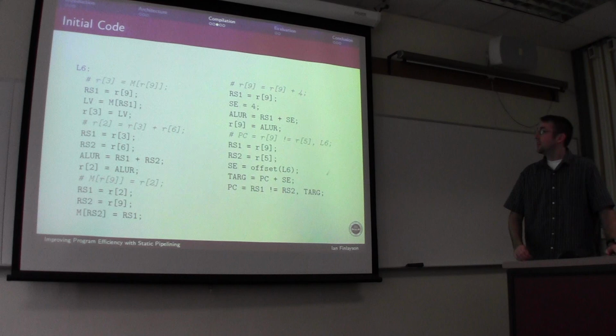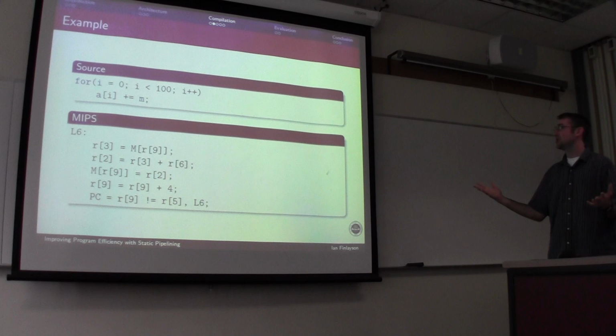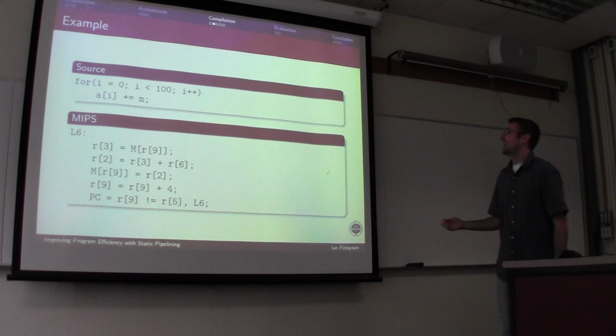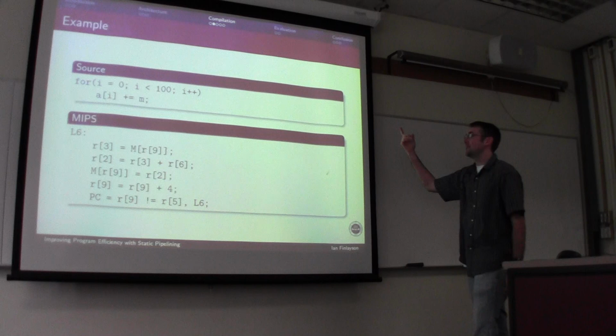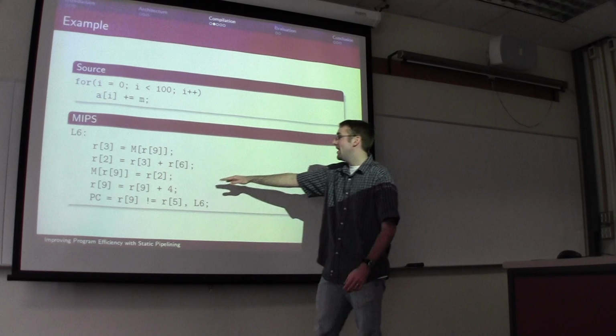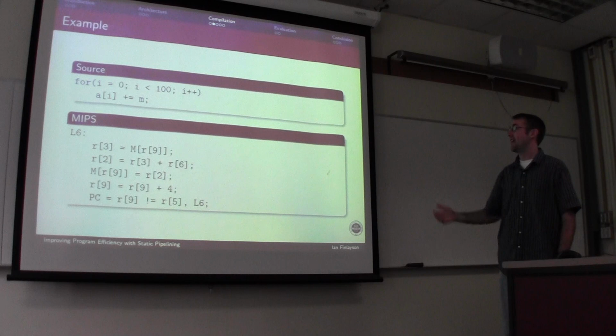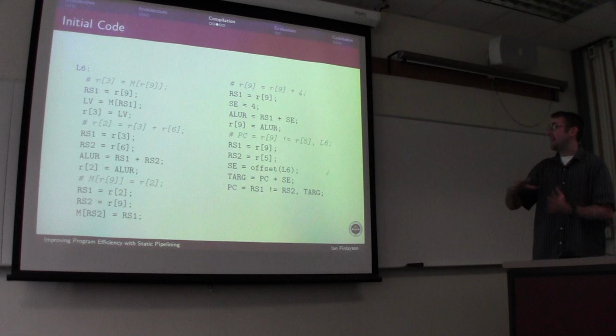So here's an example just to run through how the compiler basically works, and I've reduced the size of this for time. But here's our source code. In this example, we just add some constant to every element of an array. And as I said, the first step is to compile it for MIPS. So that's what we do here, and get these five assembly language instructions that perform that computation. And then the next step is to expand those into the individual pipeline effects. So that's what we've done here.